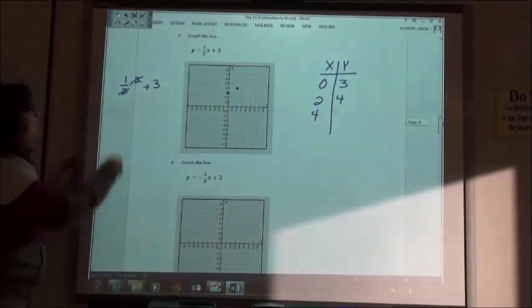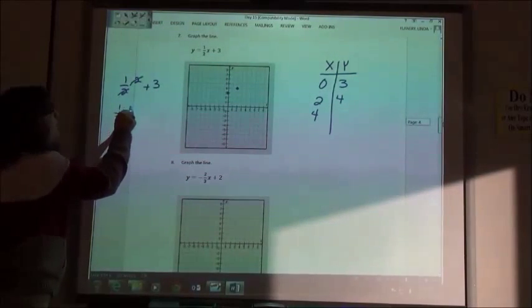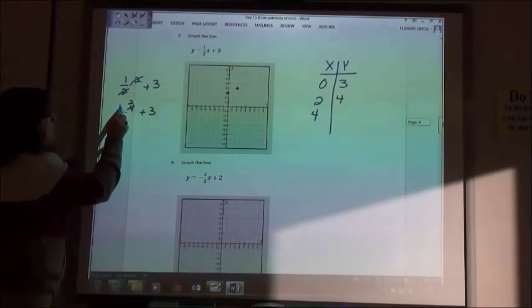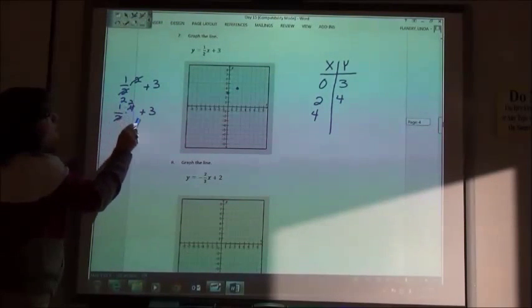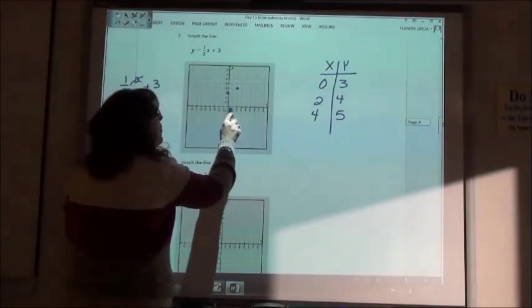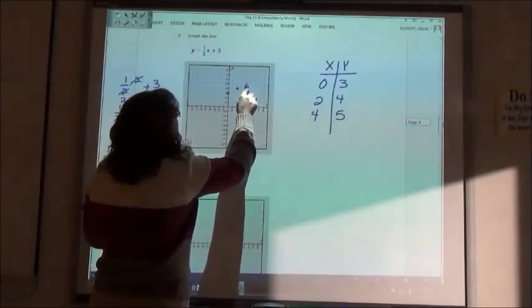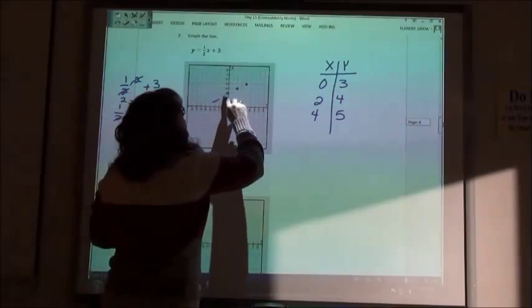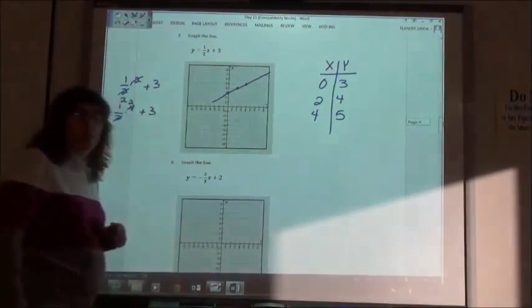And then if I put the 4 in there, 1/2 times 4 plus 3. 2 goes into 4 2 times. So 1 times 2 is 2. 2 plus 3 is 5. And so 4, 5. Over 4, up 5. And again, you can see that your slope was a positive 1/2, so you're going to go uphill as you connect your dots because your slope is positive.